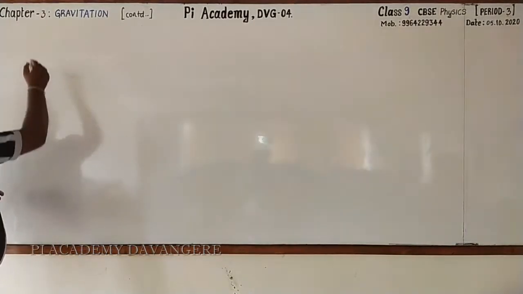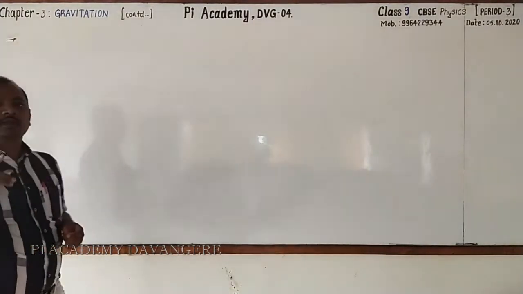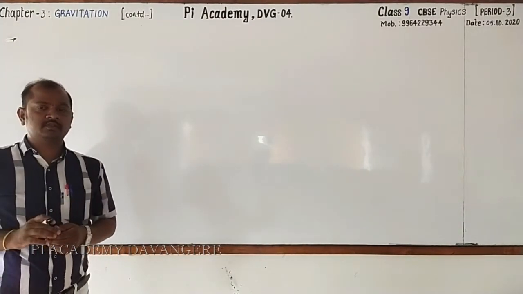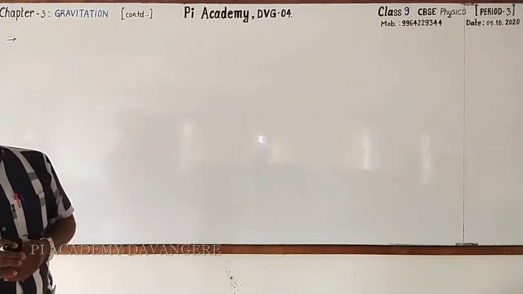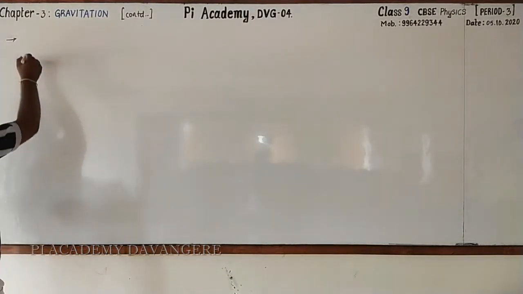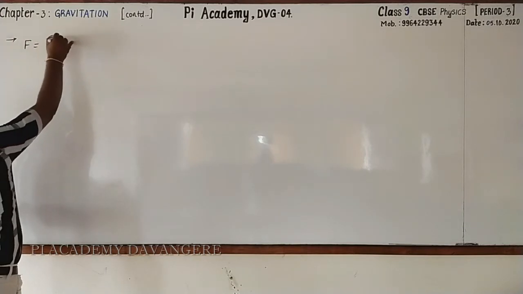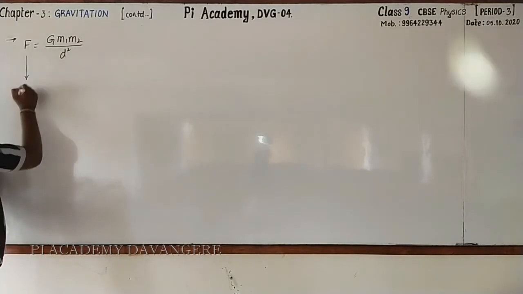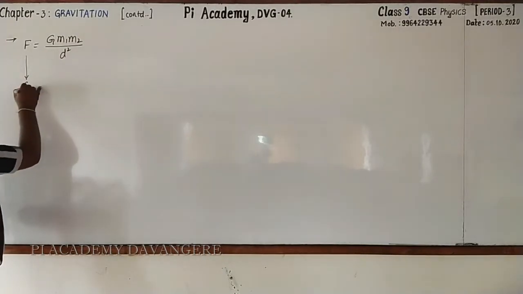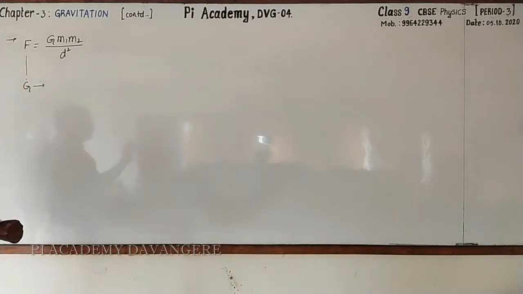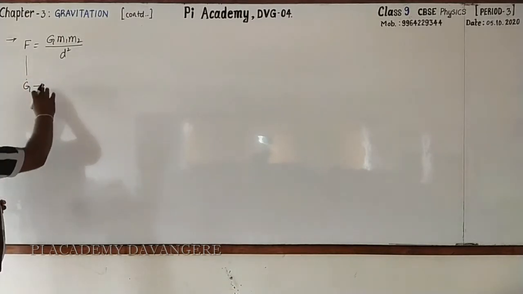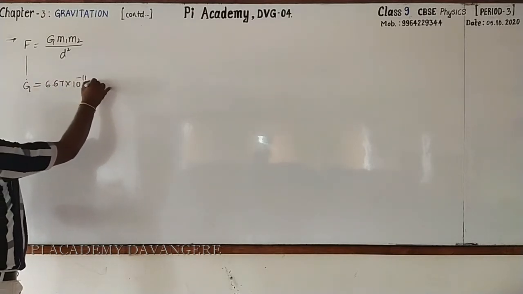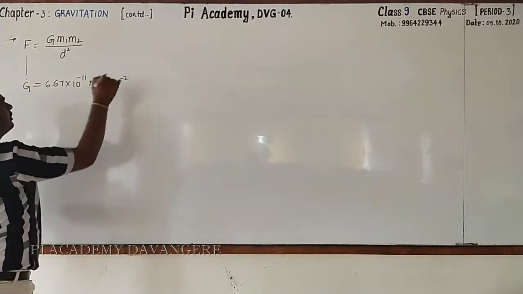Yes, students, now let's continue the chapter Gravitation. In the last class, we solved the problems on gravitational force, right? Could you recall the formula used to find gravitational force? Yes, you are right. It is F is equal to G into M1 M2 by d square. Here F is called gravitational force. What do you say about G? G is the gravitational constant. Then what is its value? This is 6.67 into 10 raised to the power minus 11 Newton meter square kg to the power minus 2.